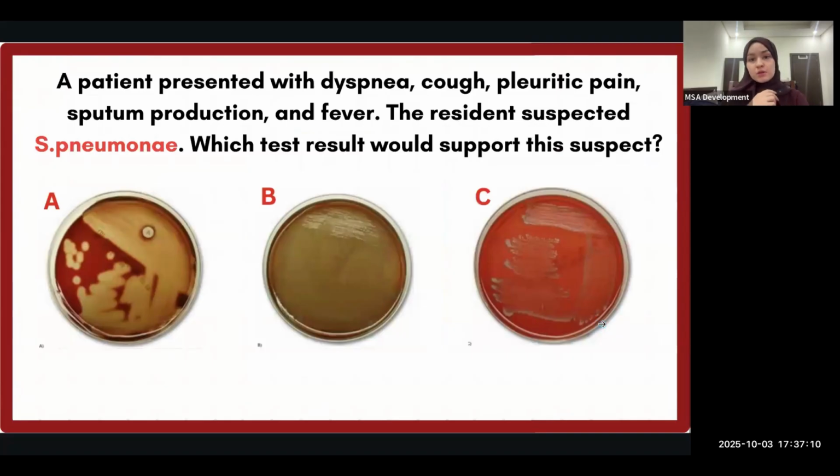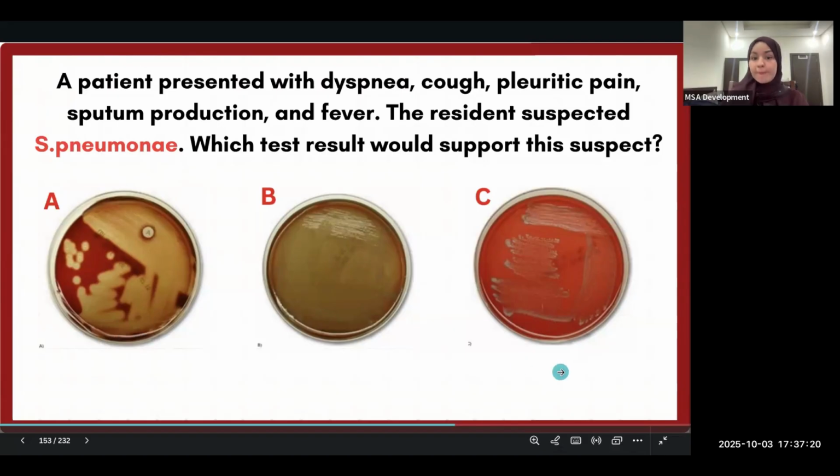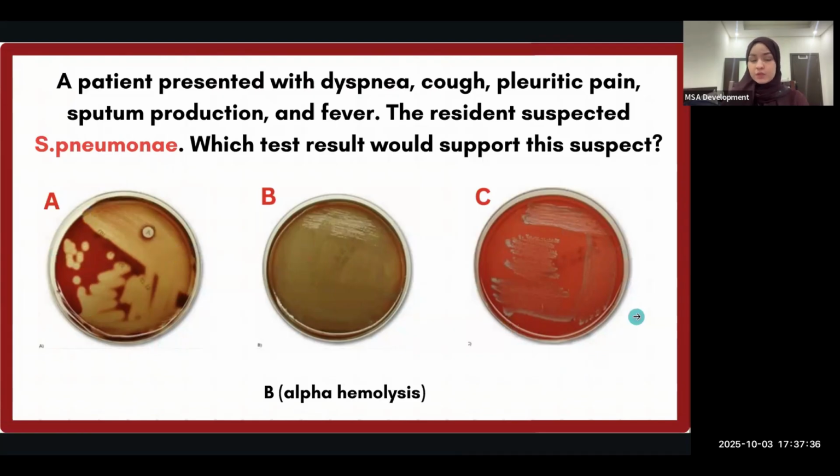Patient presented with dyspnea, cough, pleuritic pain, sputum production, suspected strep pneumo. Which result would support this case? So what are all of these showing? These are showing different phases of hemolysis. So we said strep pneumo is alpha hemolysis. Alpha hemolysis shows up as what? Greenish. So it's B. This would be alpha hemolysis. This would be gamma hemolysis.